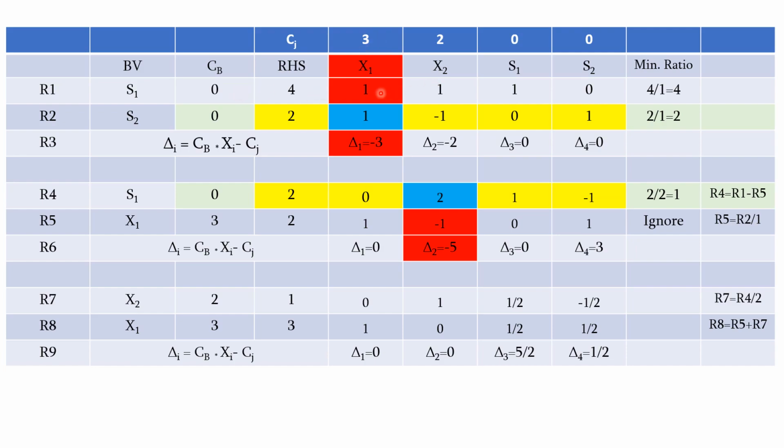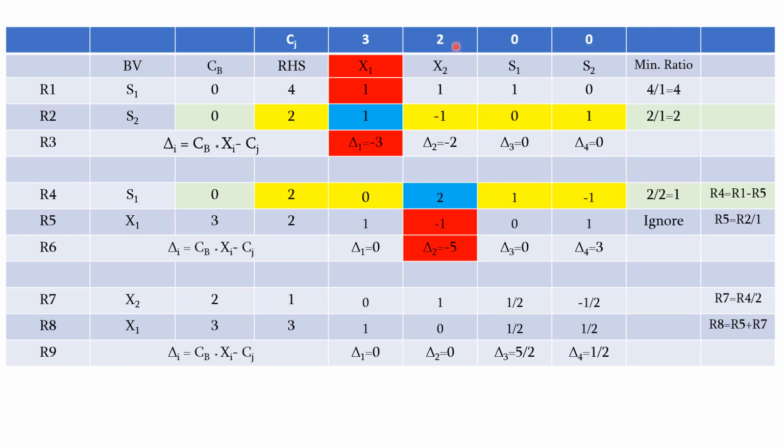0 into 1 plus 0 into 1 minus 3. So it is minus 3. Next, for delta 2, 0 into 1 plus 0 into minus 1 minus 2. It is minus 2. For delta 3, 0 into 1 plus 0 into 0 minus 0. It is 0. Next, for delta 4, 0 into 0 plus 0 into 1 minus 0. It is 0.